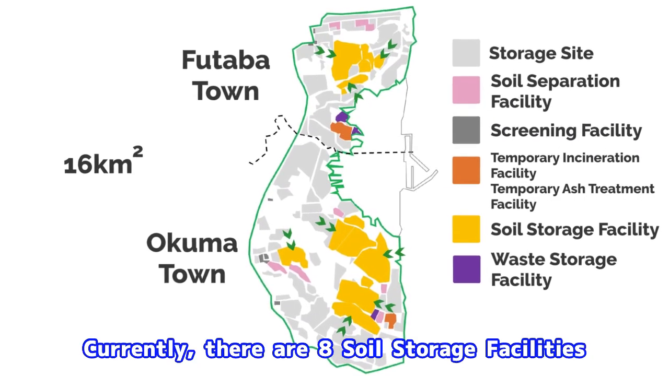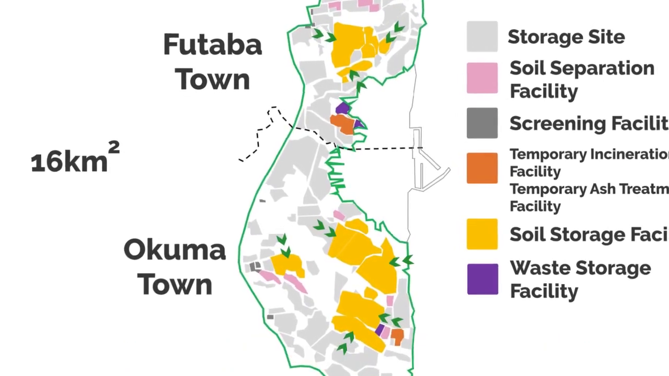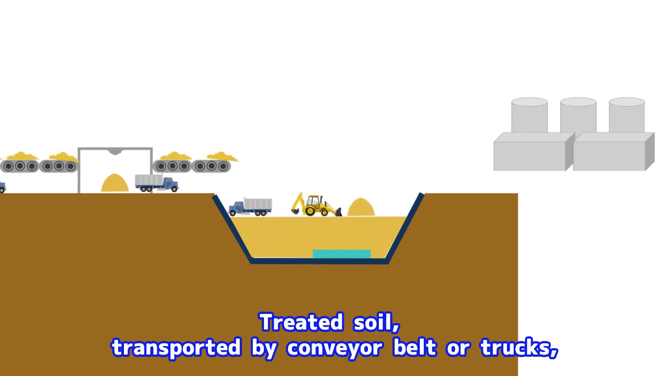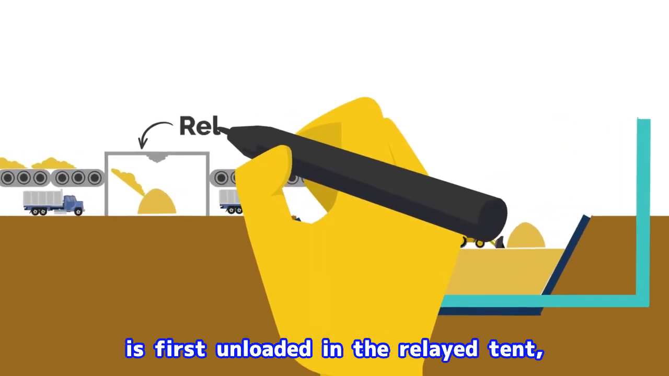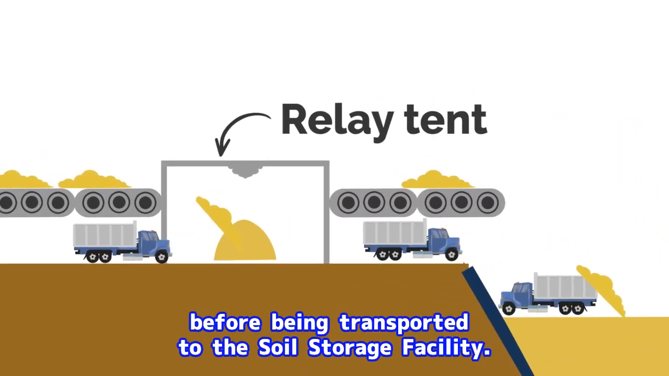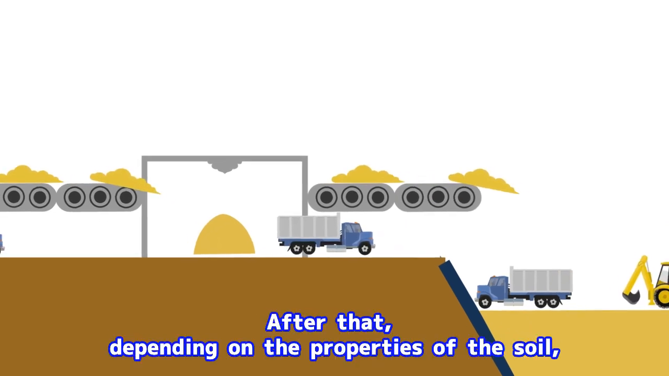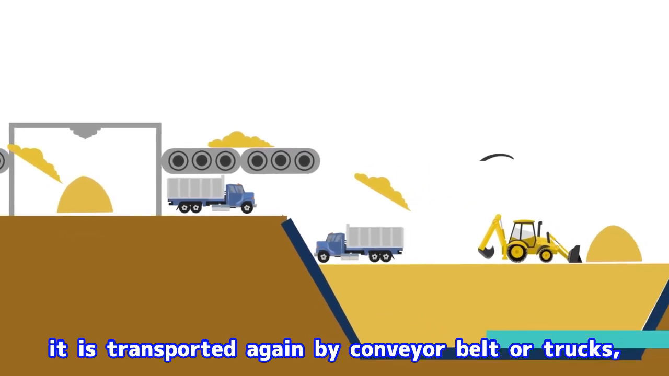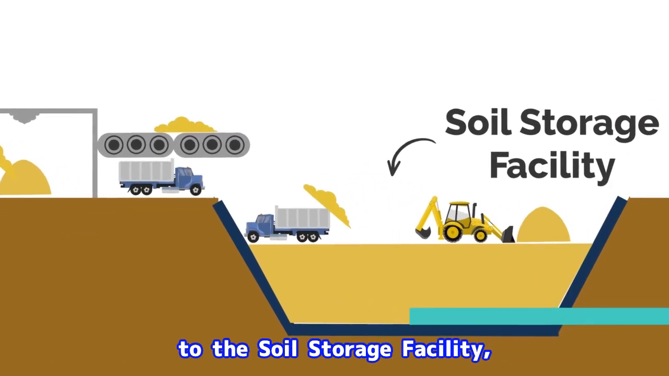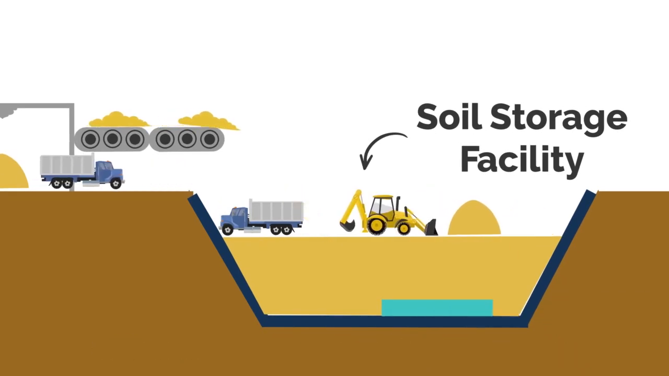Currently, there are 8 soil storage facilities in the premise of the interim storage facility. Treated soil, transported by conveyor belt or trucks from the soil separation facility, is first unloaded in the relayed tent, before being transported to the soil storage facility. After that, depending on the properties of the soil, it is transported again by conveyor belt or trucks to the soil storage facility, as well as leveled and compacted with heavy machineries before its storage.